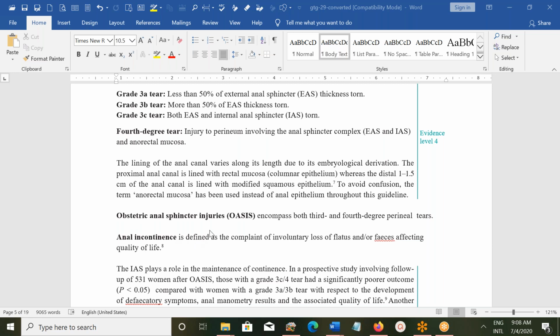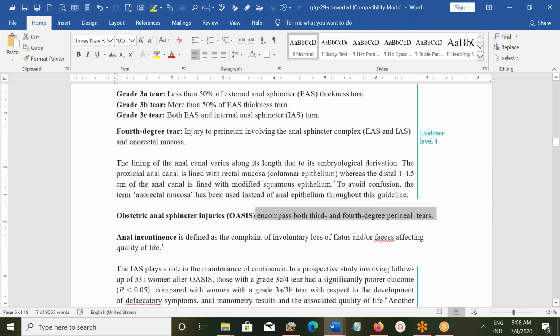So obstetric anal sphincter injury means both third and fourth degree perineal tears. It is not only about third degree, you should know that, because many students are confused that fourth degree means the rectum has been involved.